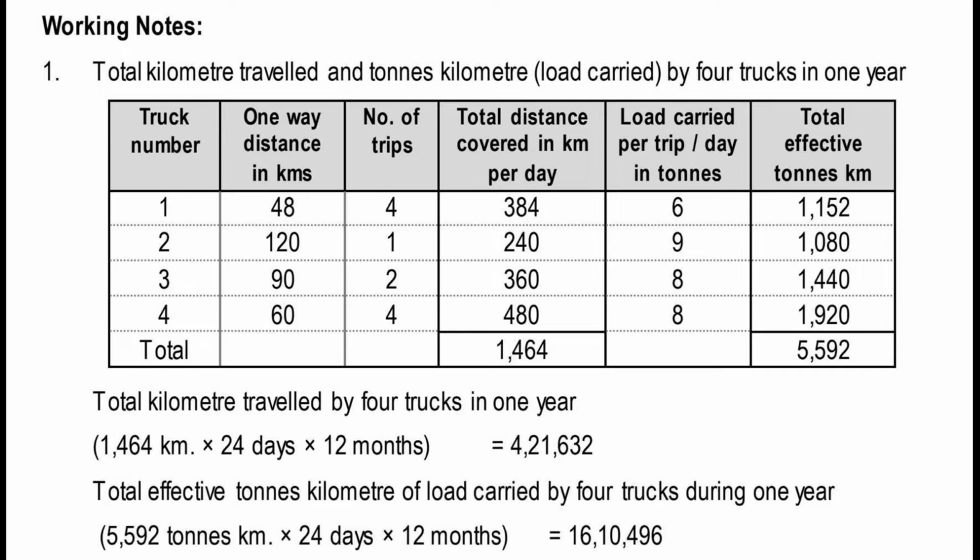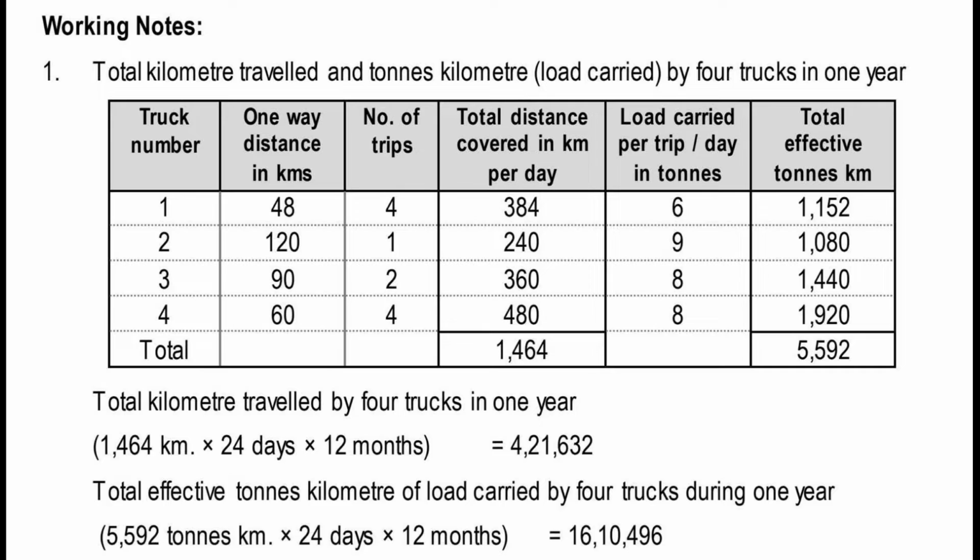So go to first column. Write truck 1, truck 2, truck 3, truck 4. It is given in the problem. Then go to second column. Update number of kilometers: 48 kilometers, 120 kilometers, 90 kilometers and 60 kilometers. It is also given in the problem itself. So number of trips: 4, 1, 2, 4. It is also to be updated from the problem.